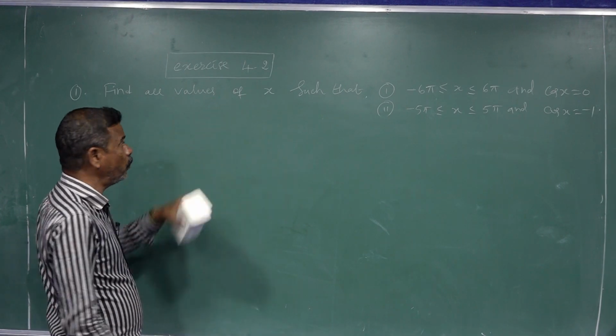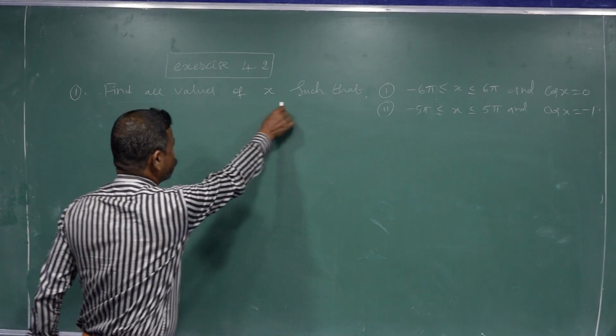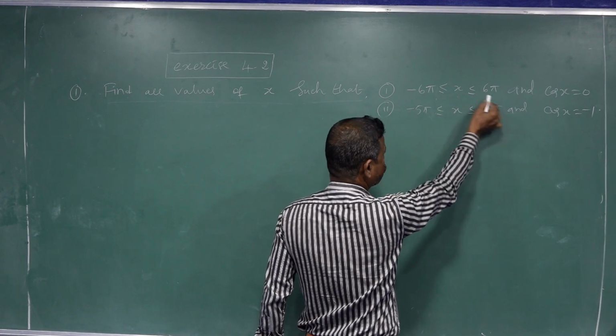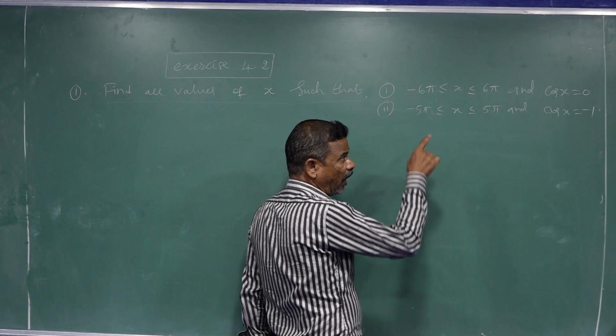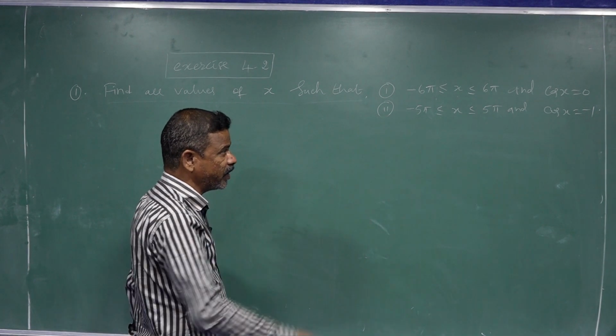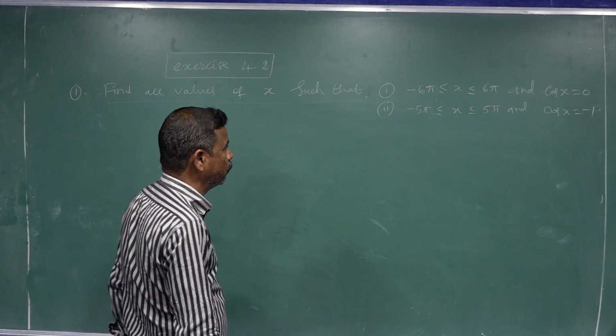Exercise 4.2, first problem. Find the values of x such that x lies between minus 6.5 and plus 6.5, and the equation is cos x is equal to 0. The second is cos x is equal to minus 1.